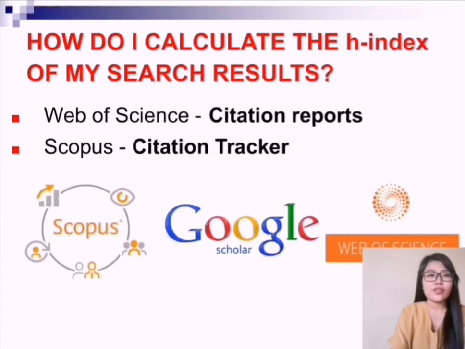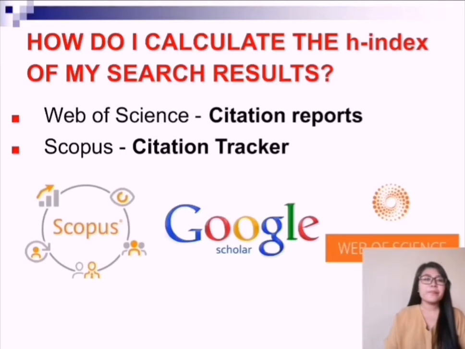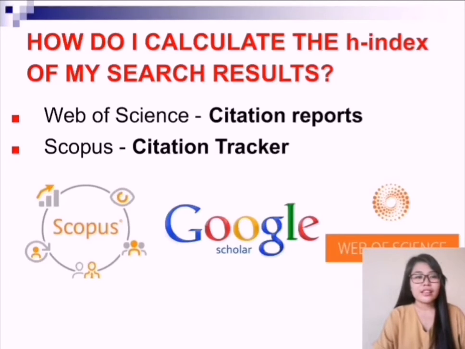Another thing that could help us in computing the H-index of an author is the internet. Some of the tools that could help us are the Web of Science citation reports, the Scopus citation tracker, and also Google Scholar. With these, you will no longer need the manual computation. These would help us in knowing the H-index of such authors.